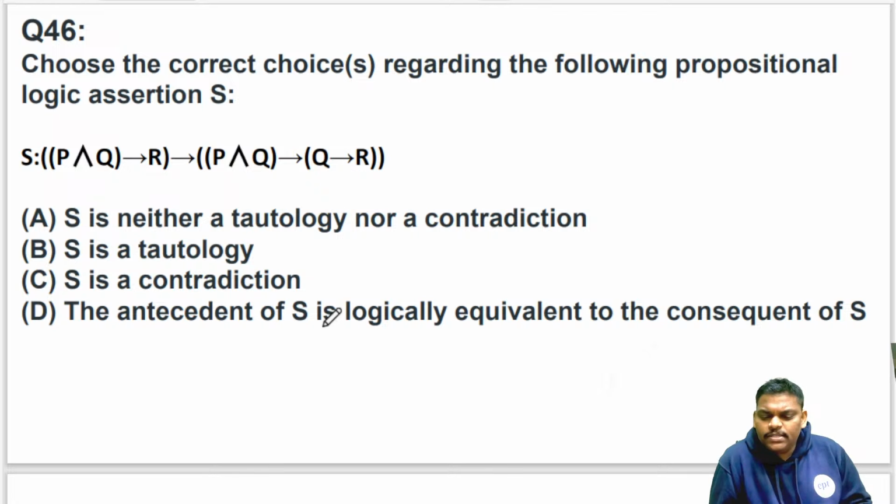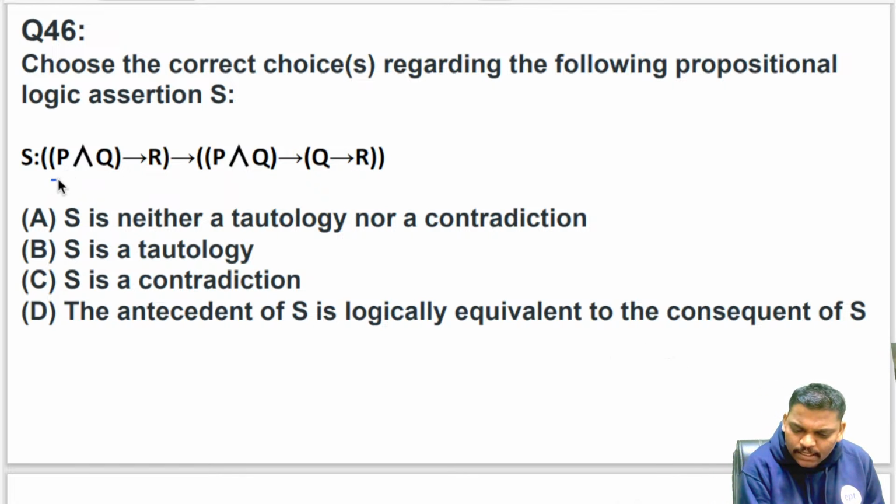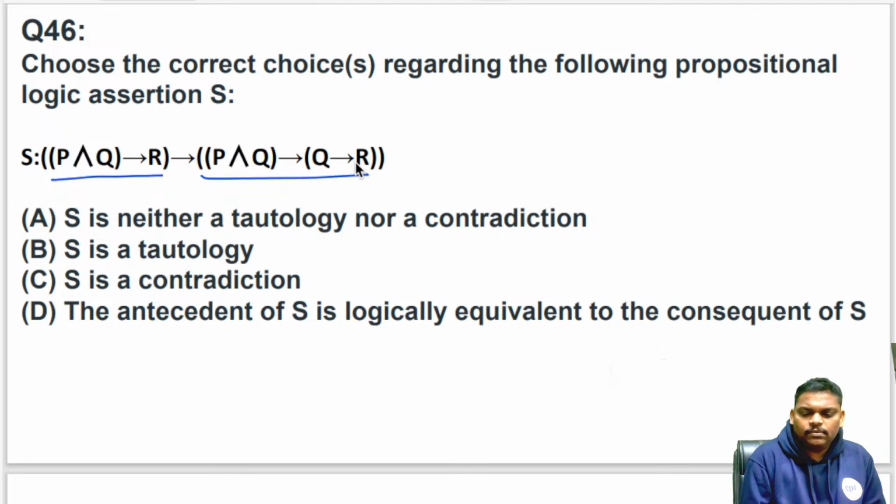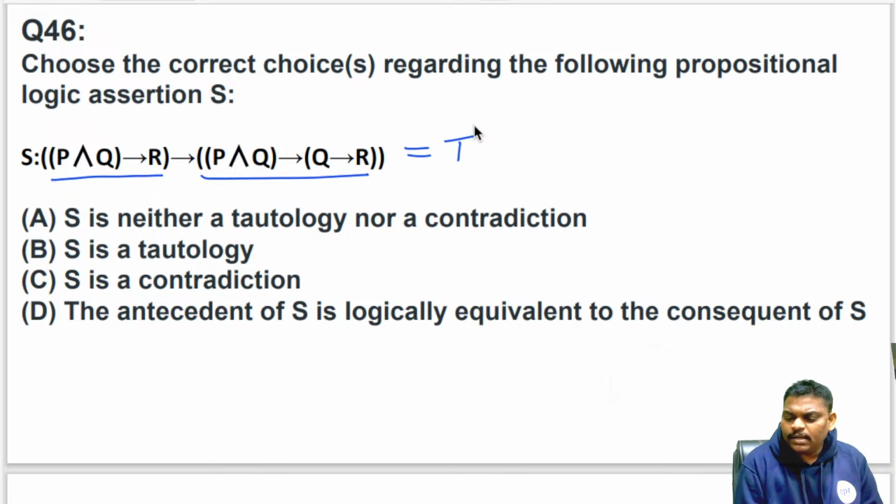Choose the correct choice regarding the following propositional logic assertion: P and Q implies R, implies P and Q, implies Q and R. I think there are two parts here. If you want to prove it is a tautology, you have to do the same model as in the previous one.